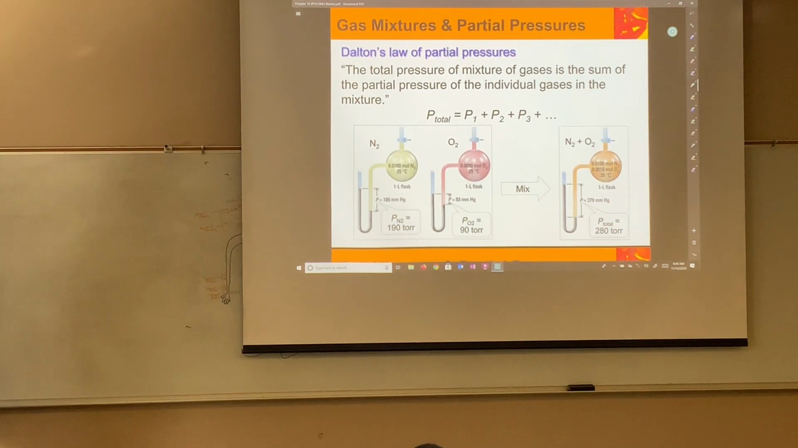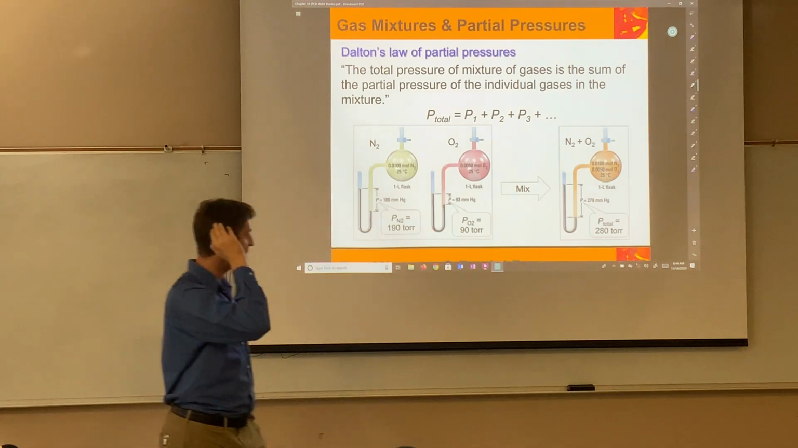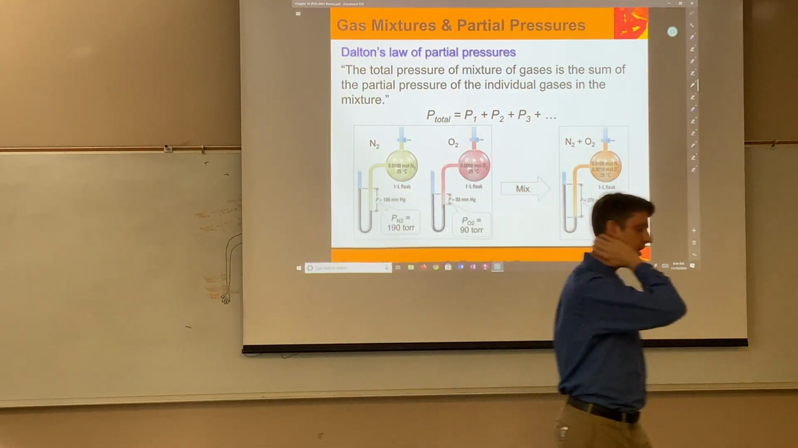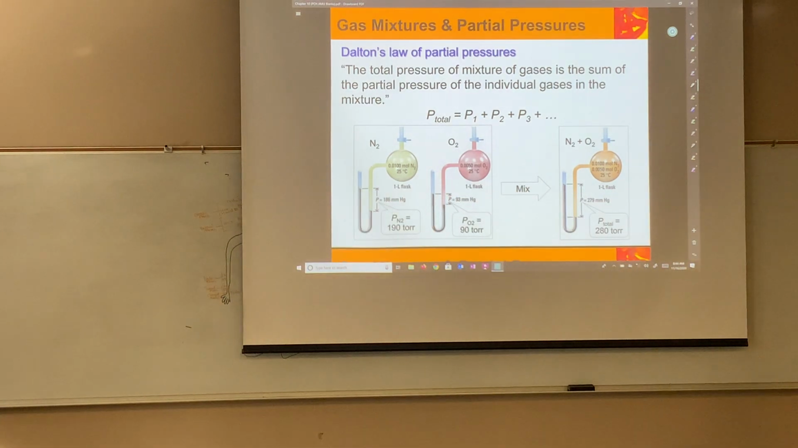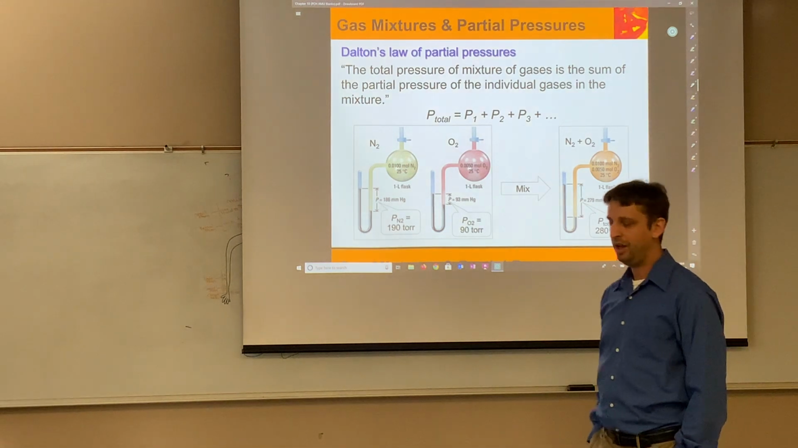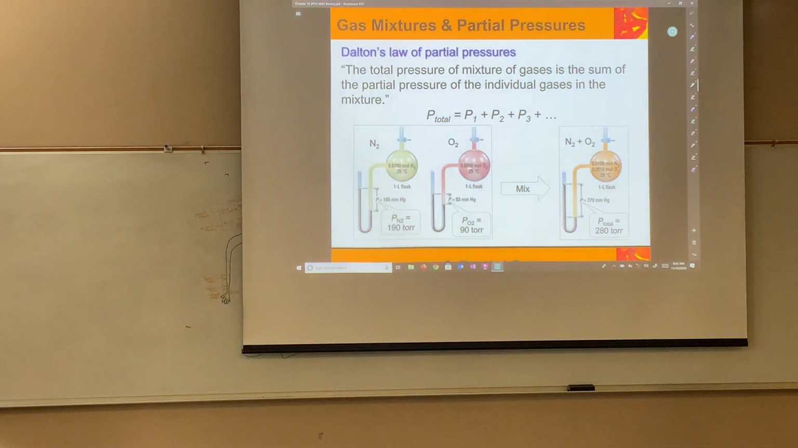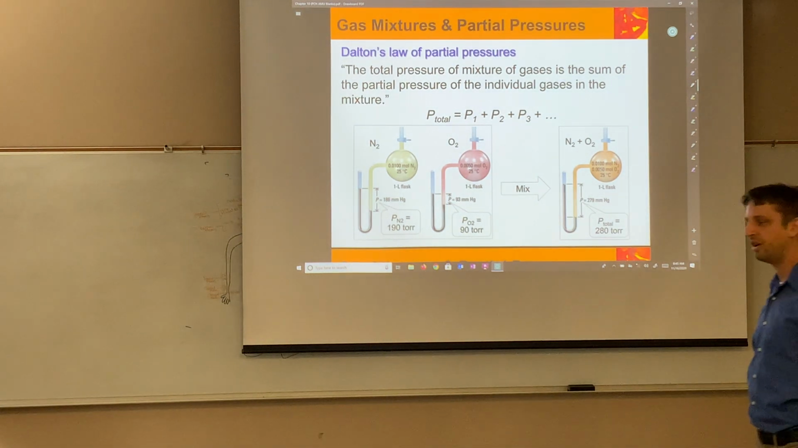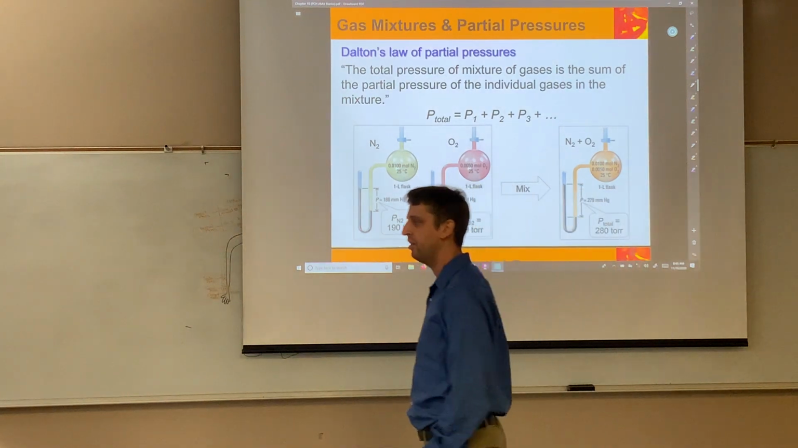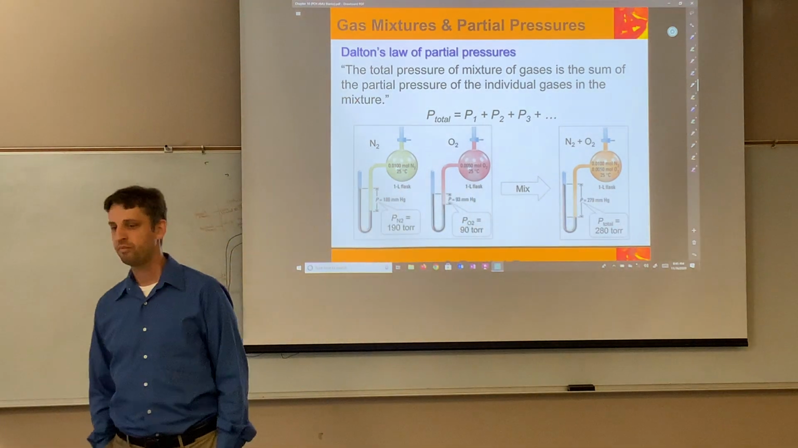Now we go into something that I remember was pretty confusing for me at the beginning, but then I thought, if I just think about it, this kind of makes sense. We have the idea of partial pressure. It says the total pressure of a mixture of gases is the sum of the partial pressures of the individual gases in the mixture. If we've got a bunch of gases all mixing together, each of those is exerting a certain amount of pressure on its own.